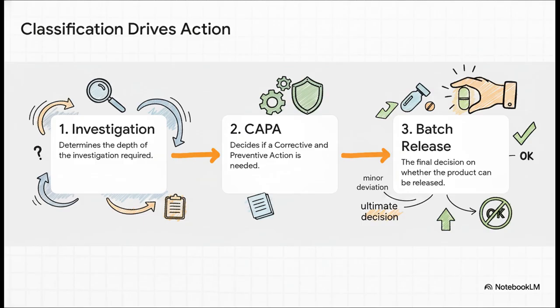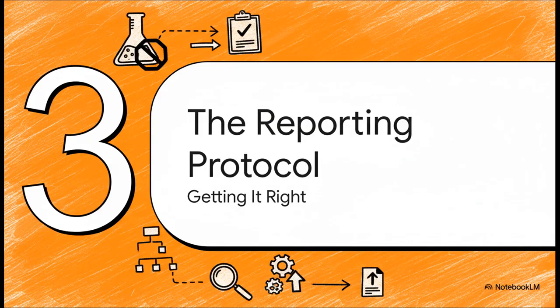This classification decides how deep you have to dig, whether you need a formal corrective and preventative action plan, that's a CAPA, and it all leads to the final million-dollar question. Can this batch of medicine be released? Yes or no? Look, knowing the types of deviations is half the battle, right? But acting on them correctly, well, that's the whole war.